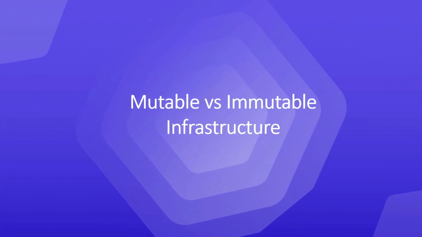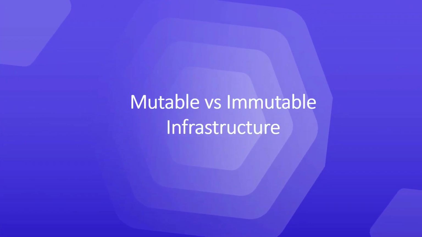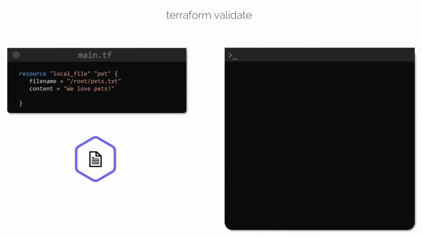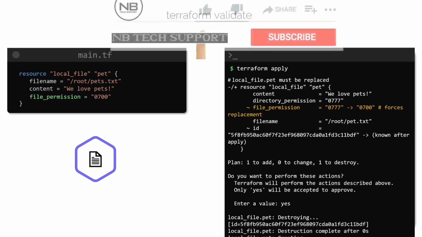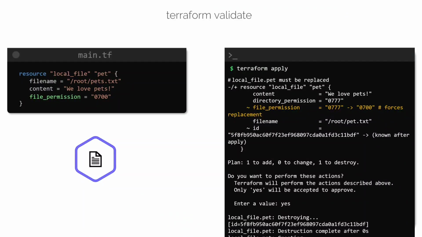In this section, we will learn about the difference between mutable and immutable infrastructure. In one of the previous lectures, we saw that when Terraform updates a resource, such as updating the permissions of a local file, it first destroys it and then recreates it with the new permission. So why does Terraform do that?